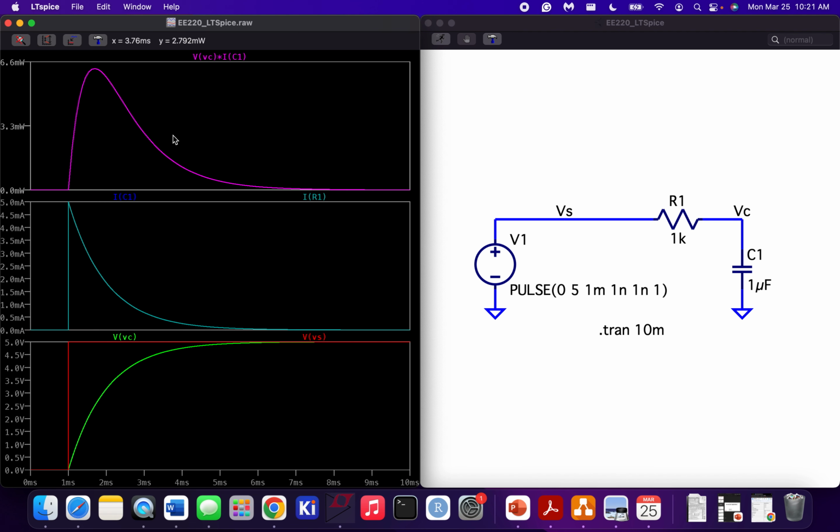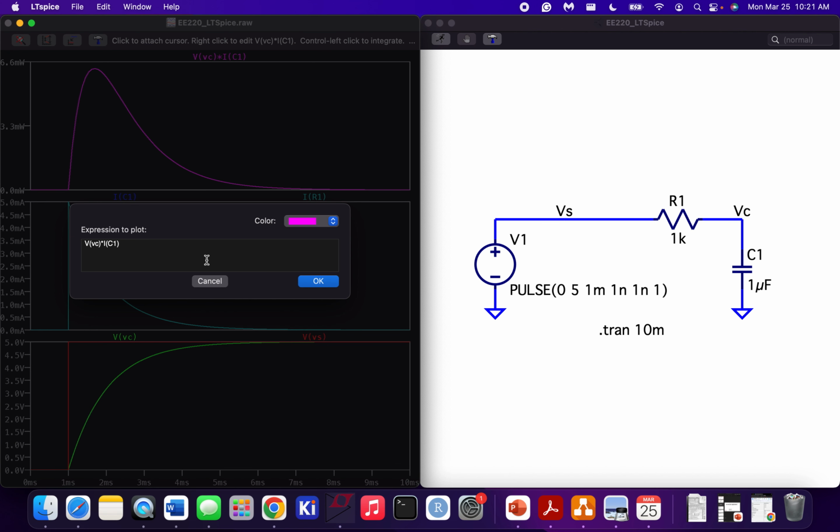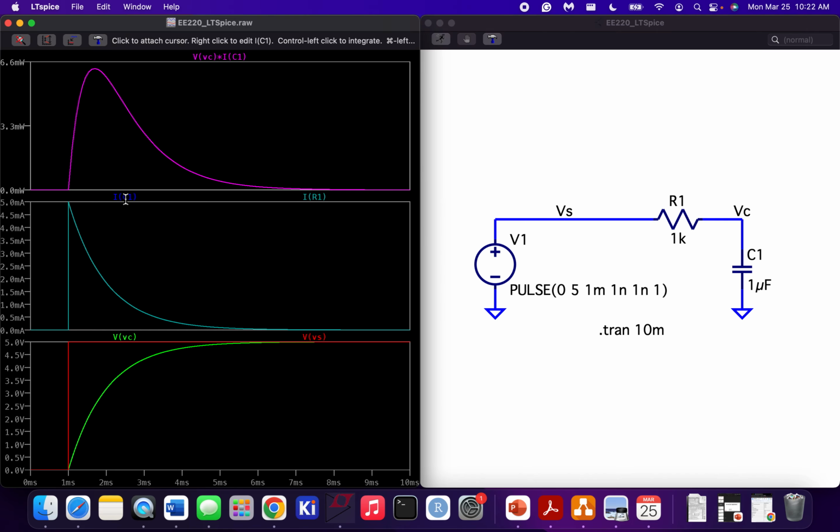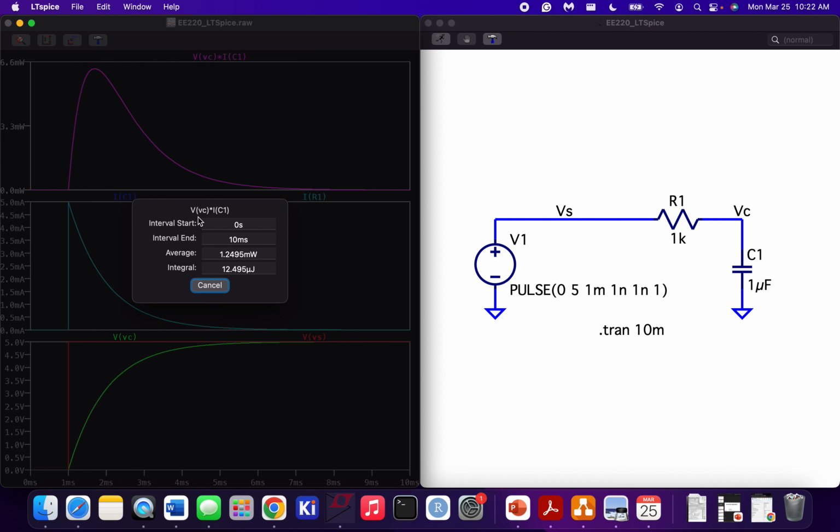Okay, so that is a really interesting application of using voltages and currents in LTspice. It's nice that you can sit here and multiply by other traces. So I basically took, again, the product of the current through my capacitor and the voltage across my capacitor, and I get this waveform here. And I can take the integral, or the area under the curve, and I can determine how much energy is stored in my capacitor, right? And that is 12.495 microjoules.